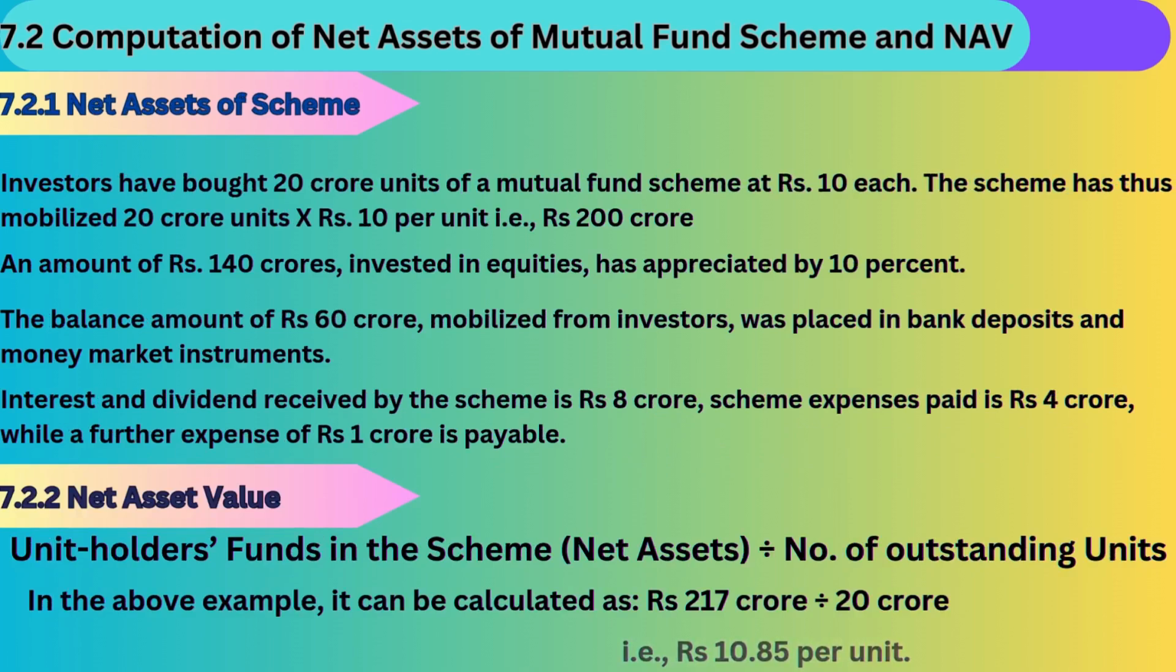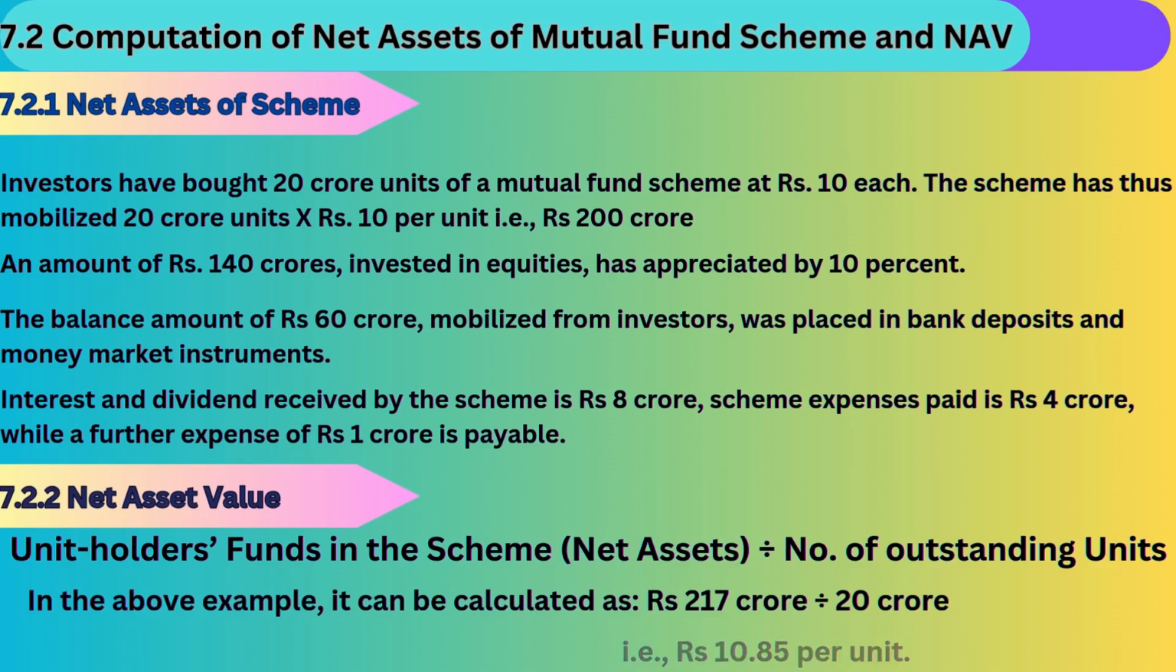Net assets of scheme. Investors have bought 20 crore units of a mutual fund scheme at rupees 10 each. The scheme has thus mobilized 20 crore units multiplied by rupees 10 per unit, that is 200 crore rupees. An amount of rupees 140 crores invested in equities has appreciated by 10%. The balance amount of 60 crore rupees mobilized from investors was placed in bank deposits and money market instruments. Interest and dividend received by the scheme is rupees 8 crore. Scheme expenses paid is rupees 4 crore, while a further expense of rupees 1 crore is payable.